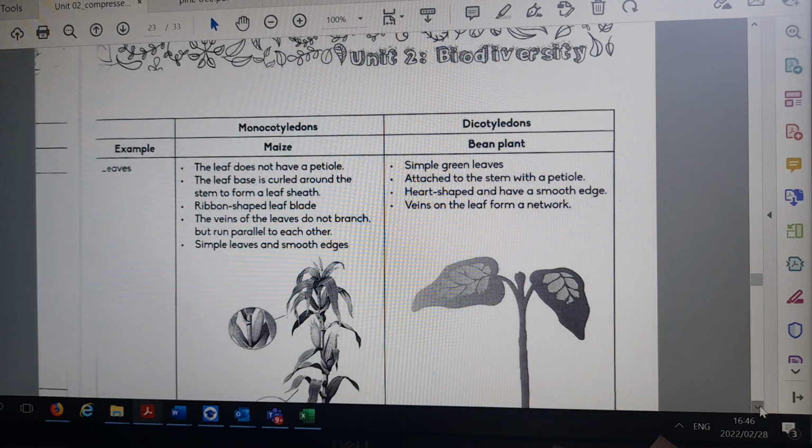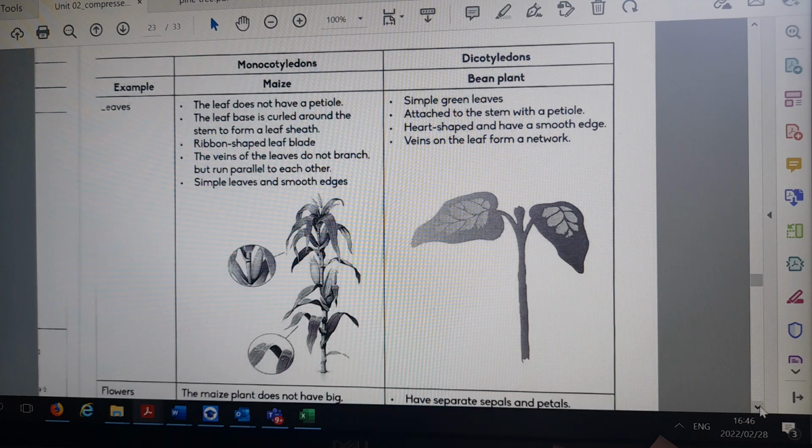Okay, and let's look at the leaves now. The leaf of the maize does not have a petiole. The leaf base is curled around the stem to form a leaf sheath. It has a ribbon shaped leaf blade. The veins of the leaf do not branch but run parallel to each other. Simple leaves and smooth edges.